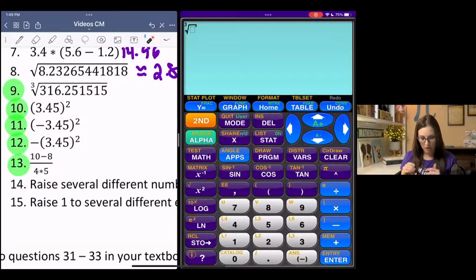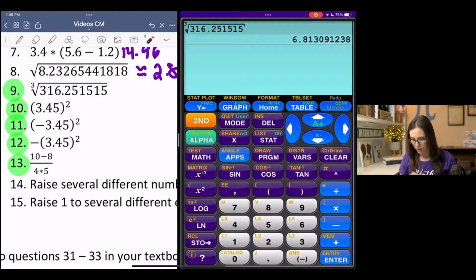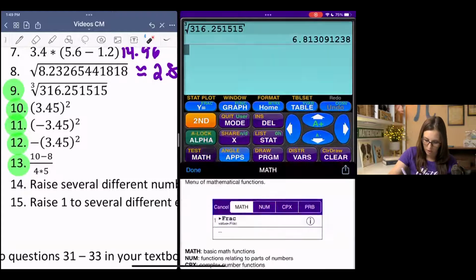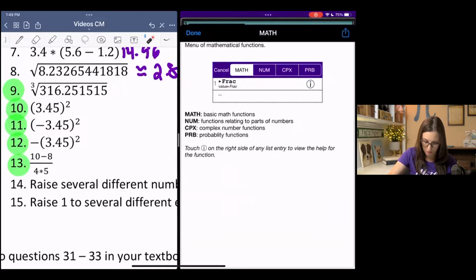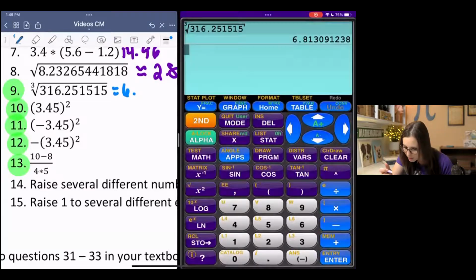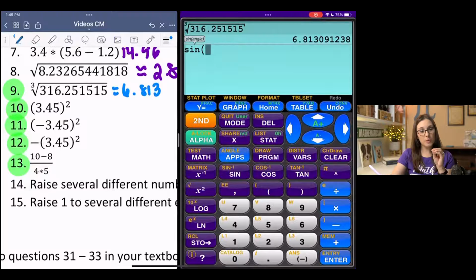And now I'm going to type in this number, 251515316. And I get about 6.813. I did the squiggly equals because I rounded.